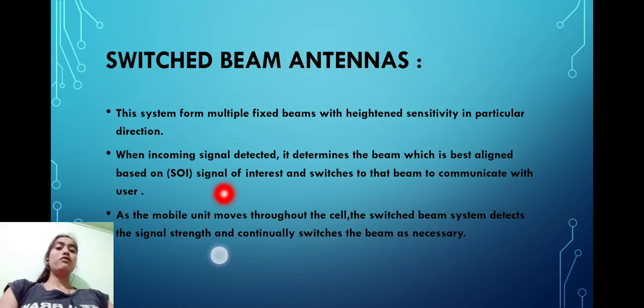Next comes the switched beam system. When an incoming signal is detected, it determines the beam which is best aligned based on the signal of interest and switches to that beam to communicate with the user. As the mobile unit moves throughout the cell, the switched beam system detects the signal strength and continuously switches the beam as necessary.